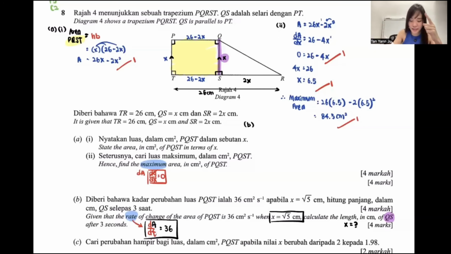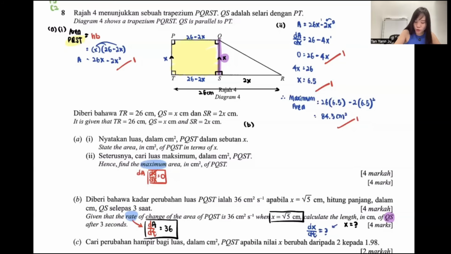How I know after 3 seconds, what is your size? Then I need to find out what is the change for your length every single second. Because if I know every single second you increase 2, then after 3 seconds, increase 6, no? Correct, my dear? So these questions give you the rate, but they never emphasize they want you to find a rate. But without the rate of the length, you couldn't get your length after 3 seconds. So the first thing is you need to find dx dt.